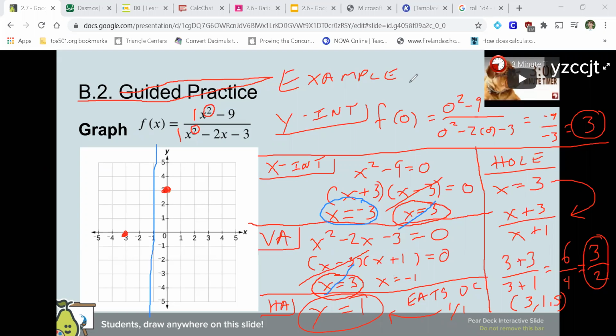It's got a horizontal asymptote of y equals 1. All right, here's what you're waiting for. Again, the new thing, it's got a hole at 3, 1.5. So how I graphed it is at 3, 1.5, I'm going to put an open circle.